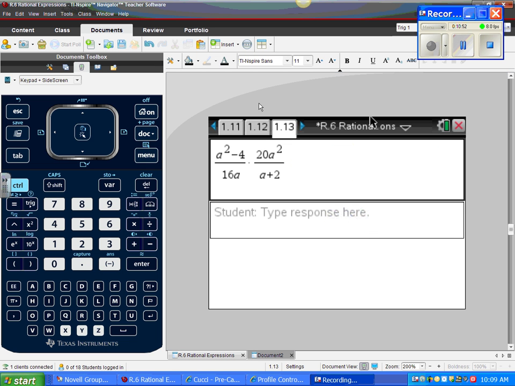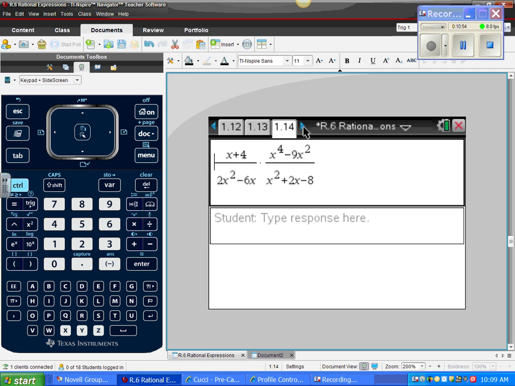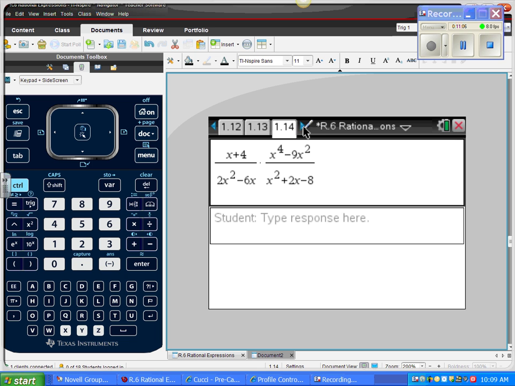Okay, so let's try the next one. X plus 4 divided by x squared minus 6x, times x to the fourth minus 9x squared divided by x squared plus 2x minus 8. So again, we're going to start by factoring. X plus 4 stays. Notice I put it in parentheses just so it's easier to see. As you see up in the denominator, 2x.